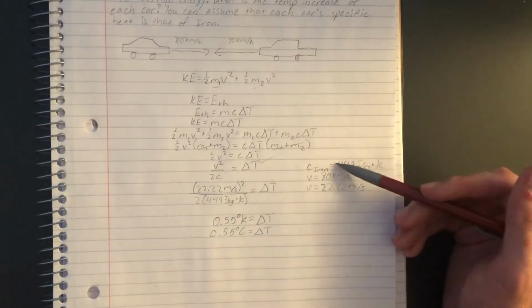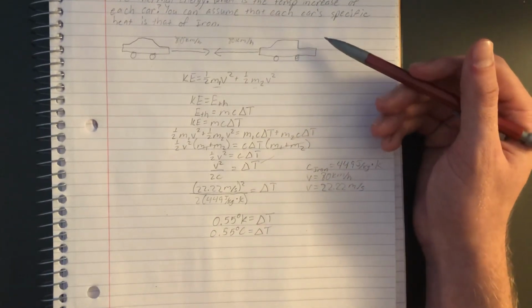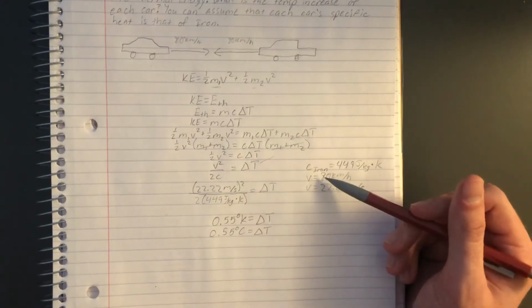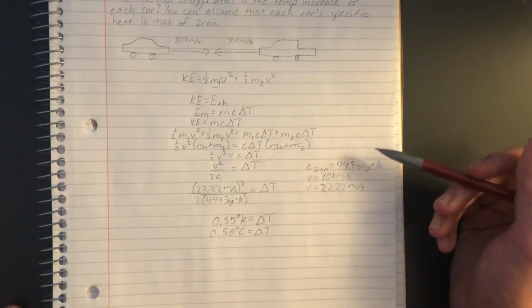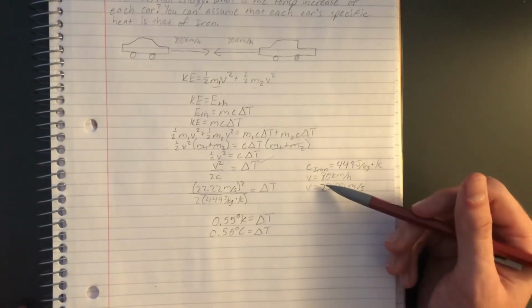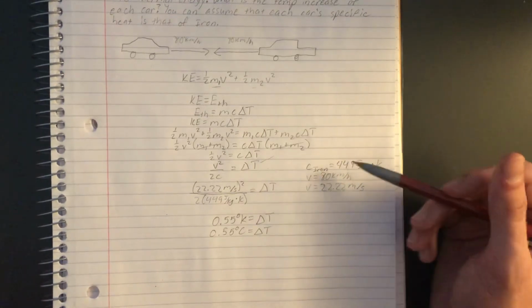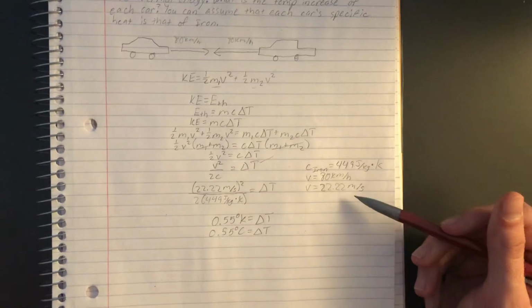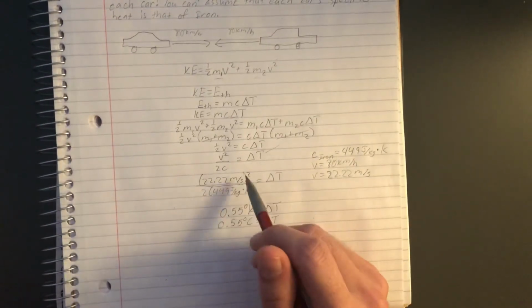And we know what our c is and we know what our v is. They tell us that the material for these two cars is just iron. So if we look in our textbook, we see the specific heat for iron is 449 joules per kilogram Kelvin. And then our velocity is 80 kilometers per hour, and that velocity converts to 22.22 meters per second. So we plug those values in.